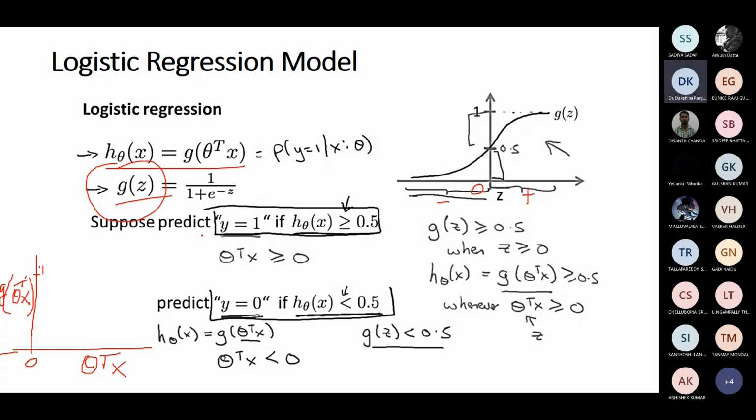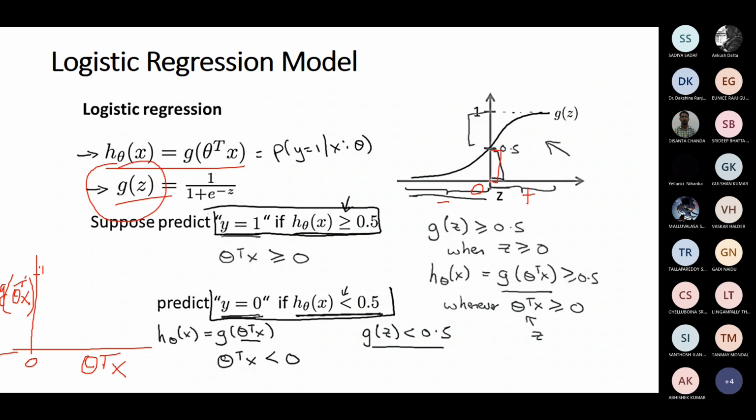Now, since there are two classes, one is y equals 0 and the other is y equals 1. One is the positive class, another is the negative class. So when h theta x is found to be greater than or equal to 0.5, that means when theta transpose x is found to be greater than or equal to 0, then only y will be labeled as 1. That means y will be the positive class. So here, that means z, if z is found to be greater than or equal to 0.